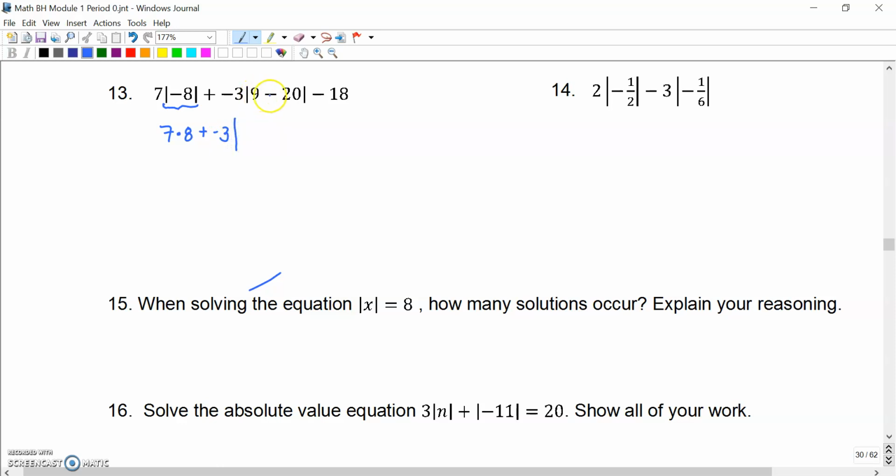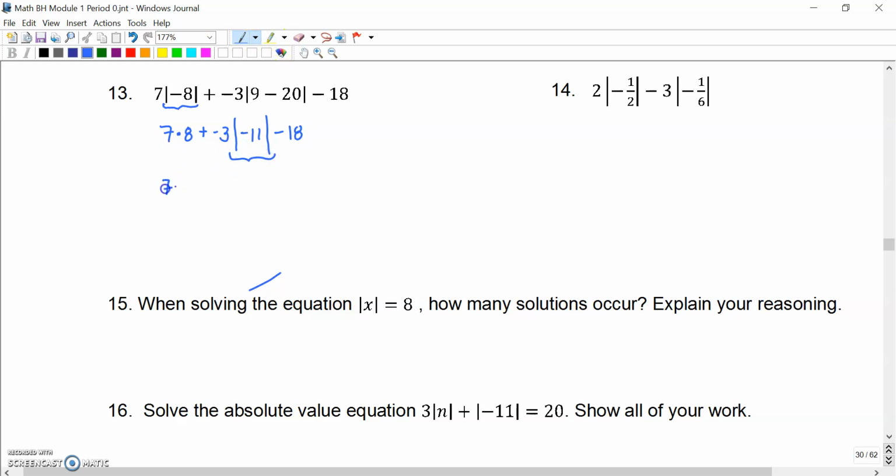And now within these, like we do with parentheses or brackets, we're just going to find the difference, which is negative 11. We're not distributing or applying the absolute value bars. We're just starting with what's inside, and then we'll take the absolute value. Minus 18. Then we'll find the absolute value of negative 11.